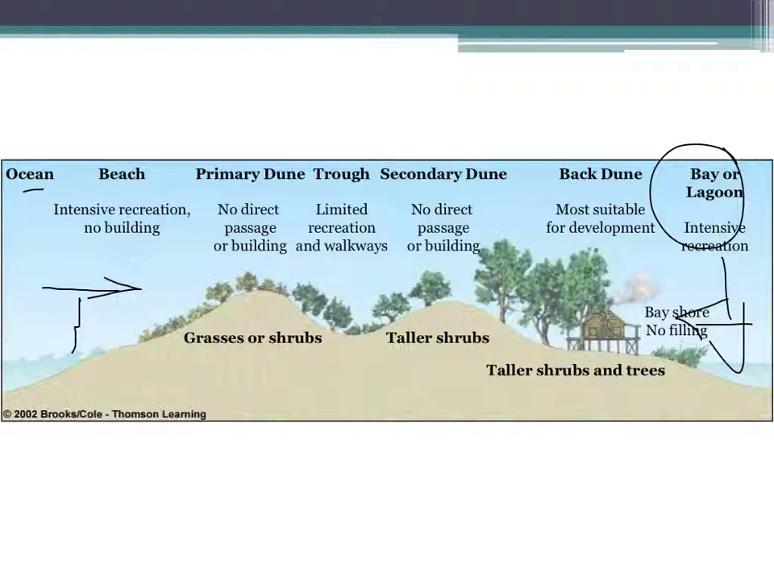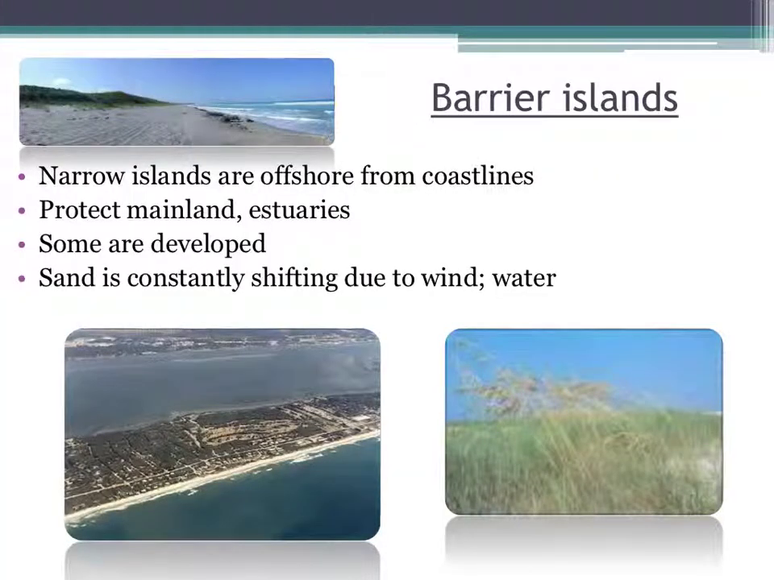The problem with this is a lot of times we build on here. You can see the little houses right there. And as we build on those, these things tend to move, and they're not real stable. Here's a really good example of a barrier island down here on the bottom. I believe that's off the coast of Texas, but you can see they've built on it. Again, the problem is they generally are not real stable. They're the first things to get hit by storms, and those sands are constantly shifting.